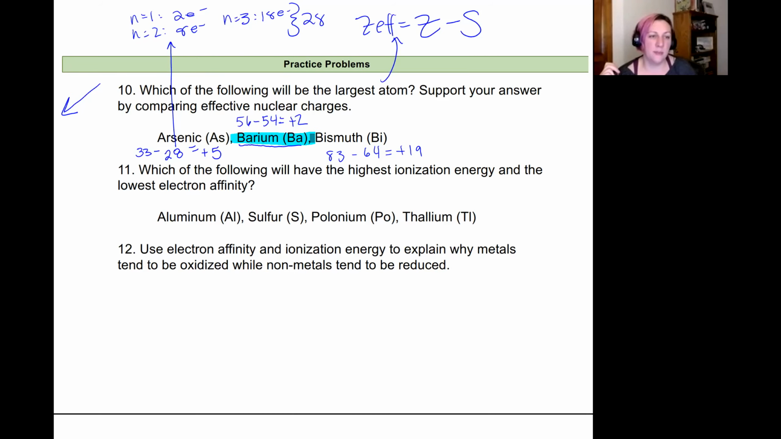All right, now looking at the bottom, number 11, which will have the highest ionization energy and the lowest electron affinity? And so those should correlate together, right? If you have a really high ionization energy, it's going to be really hard to remove an electron.